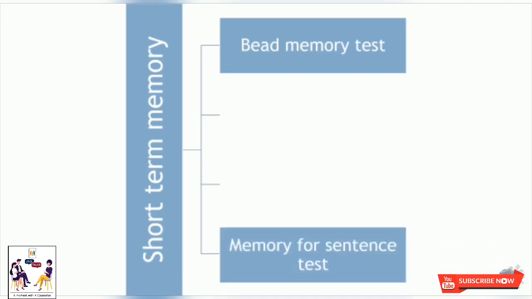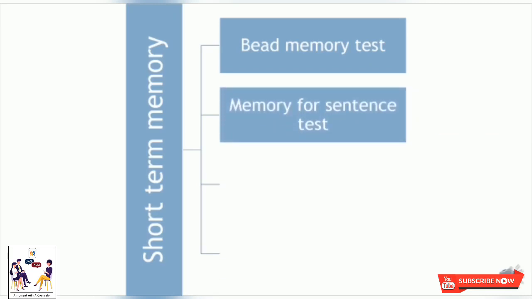And the other subtest is memory for sentence. In this subtest, the subject or the examinee is asked to repeat the words in a sentence in the same order as it is presented. This test is similar to the recall test in the PGI memory scale.